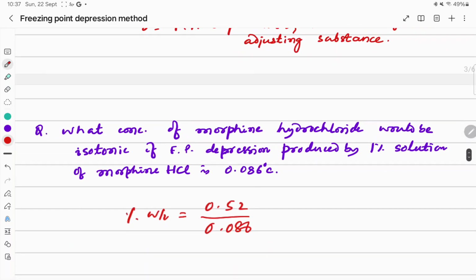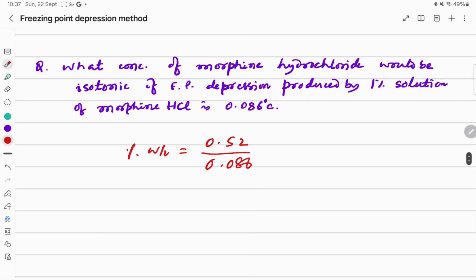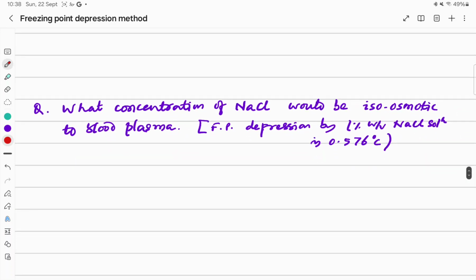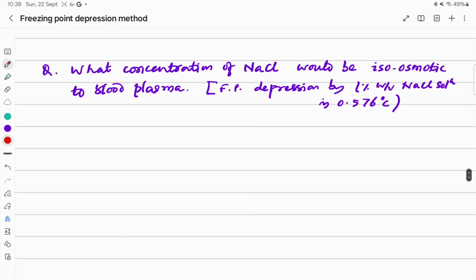So 0.52 by 0.086, so it will be around 6.05% weight by volume. So this concentration of morphine hydrochloride is required. Let us do one more question. We know that 0.9% weight by volume sodium chloride is isotonic. So let us calculate that. What concentration of sodium chloride would be isoosmotic to blood plasma, or isotonic?